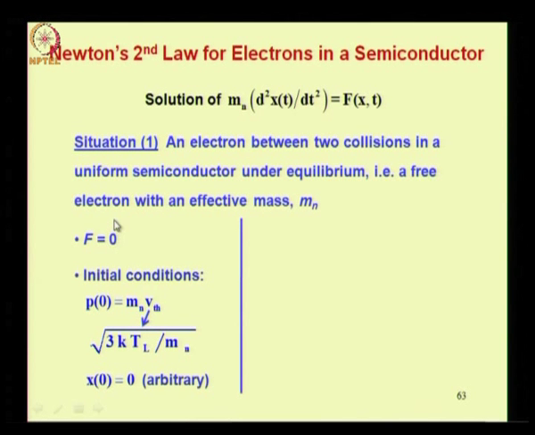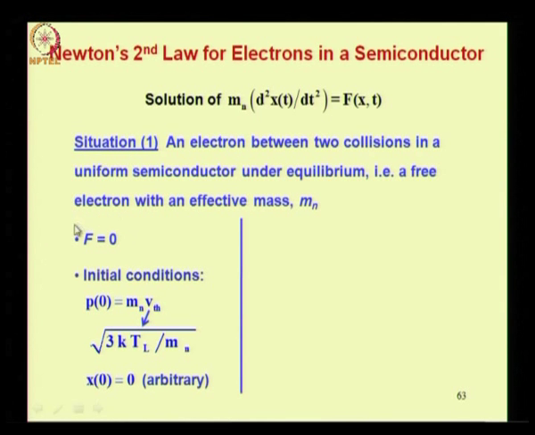So f is equal to 0. So here the right hand side you set equal to 0. Then the initial conditions are p0 is equal to effective mass into the thermal velocity. We are considering a semiconductor under equilibrium. So this thermal velocity is given by the square root of 3 times the Boltzmann constant into the lattice temperature divided by effective mass. Of course this quantity is under the square root sign. Now let us assume that the initial position of the particle is 0. This is an arbitrary reference that we are assuming.